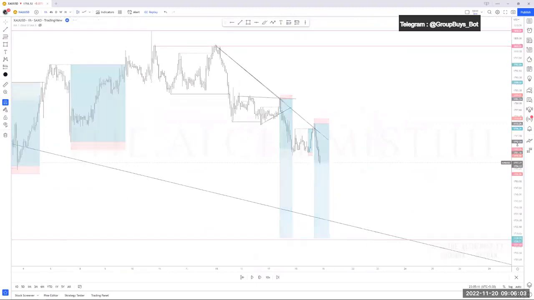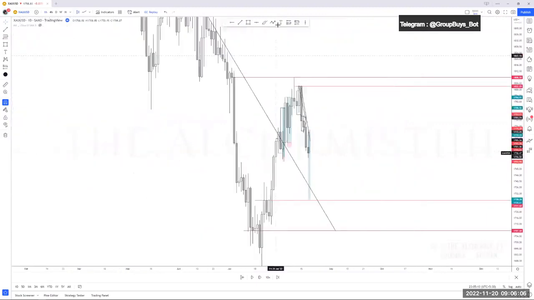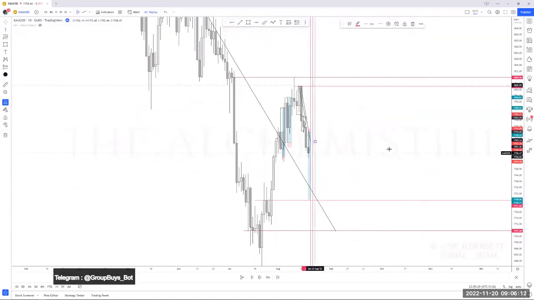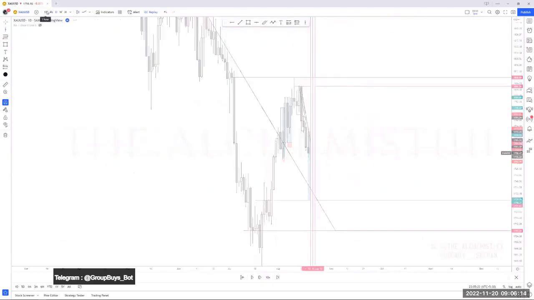So let me actually put some vertical lines on the daily time frame, so that way when that vertical line comes, we can switch to the daily time frame. Or it's like this. Now let's go to the lower time frames.